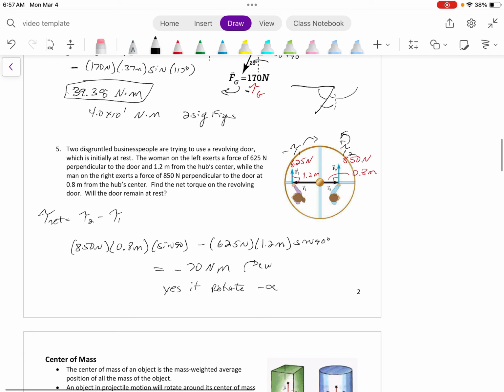That's the end of the lecture today, where we have introduced torque and how to calculate it and some examples.